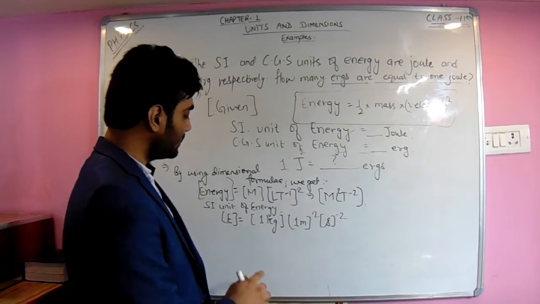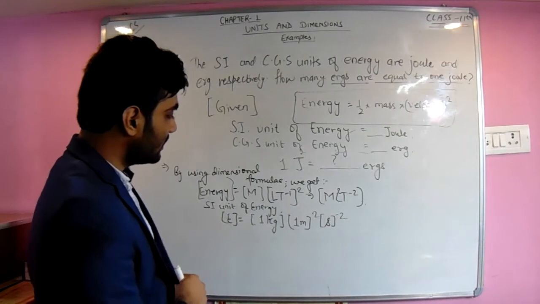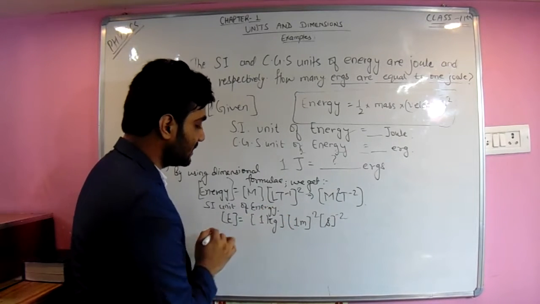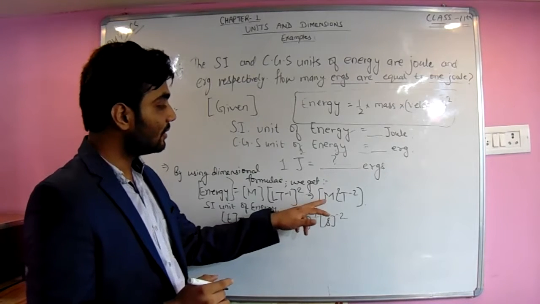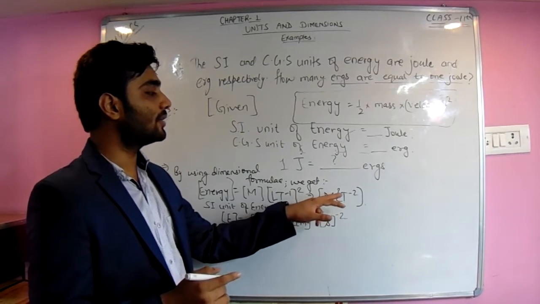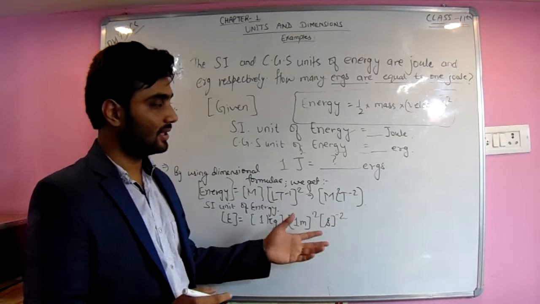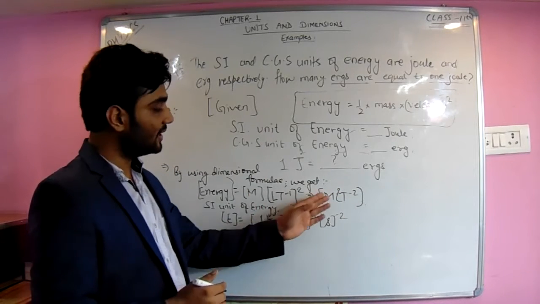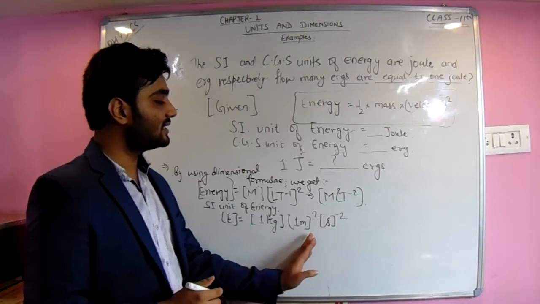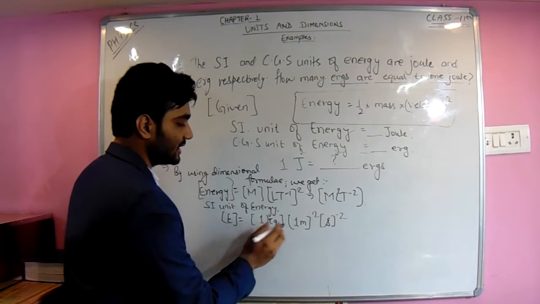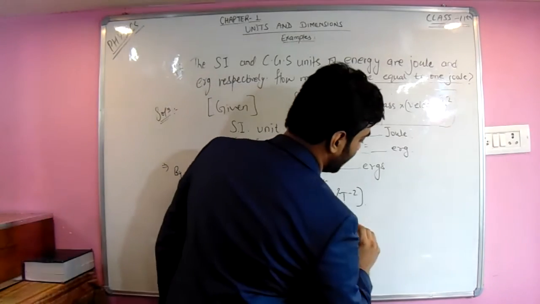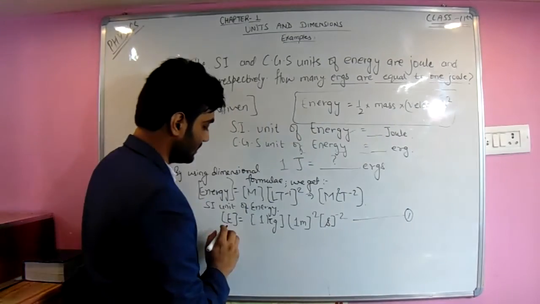Everybody can understand what type of question it is. E is equal to M L power 2 and T power minus 2. It is the dimension formula. We can use it to express these units, and it is right. We check it, and it is called equation 1.